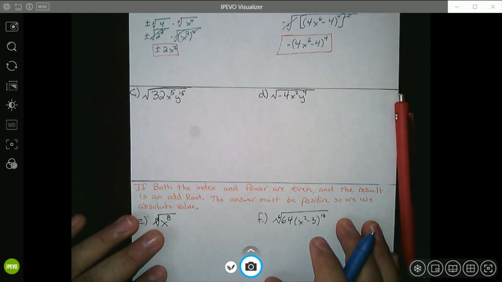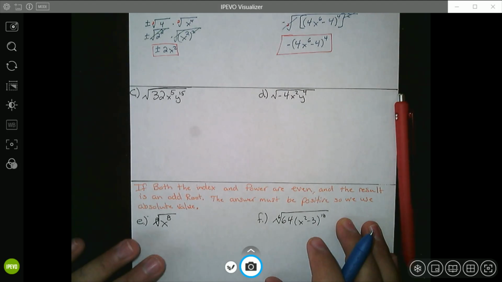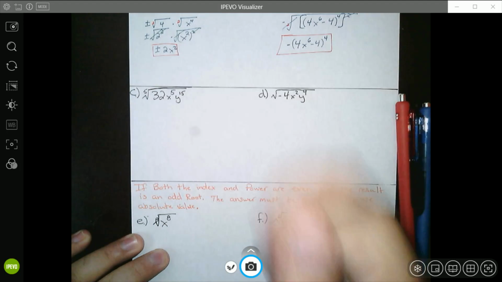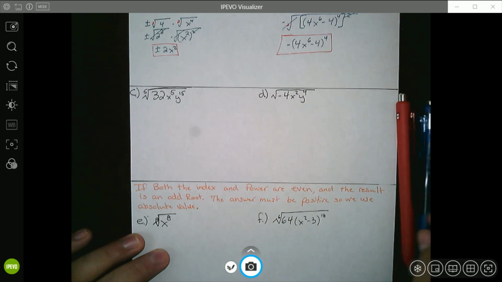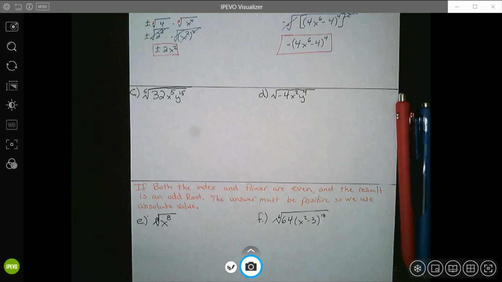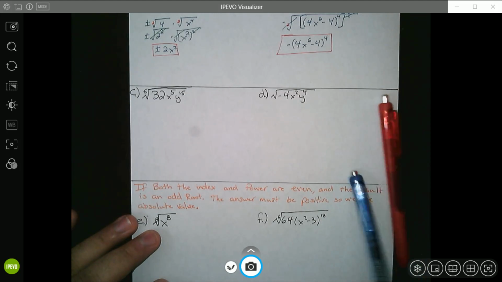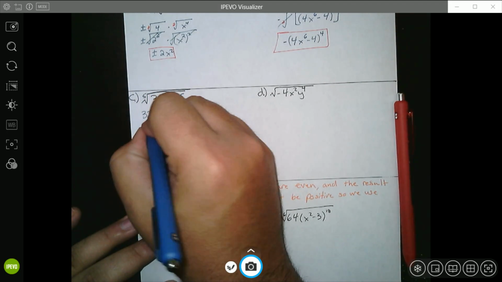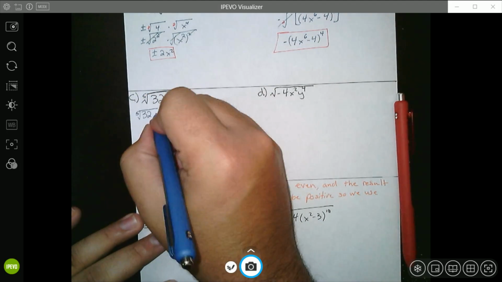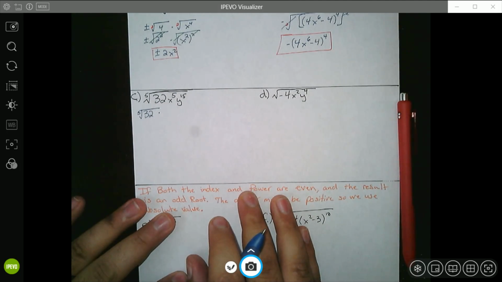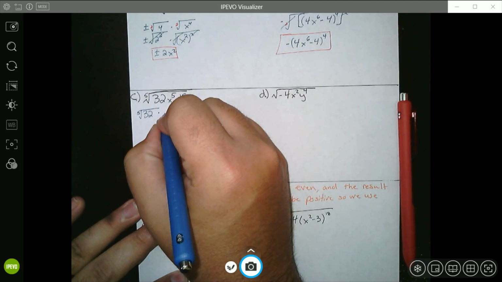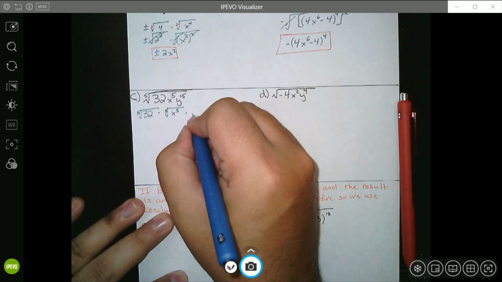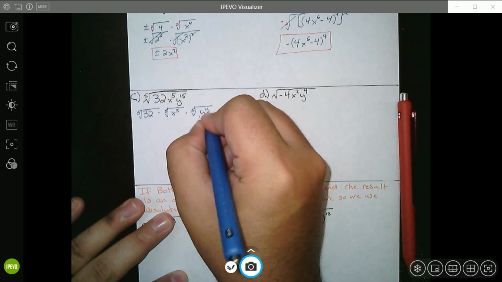Alright, C. The fifth root of 32 x to the 5th, y to the 15th. For this one, we have a few options. If you don't know what the fifth root of 32 is, we can break it apart, and that's how we're going to do it initially. We're going to break all these down. So we're going to have the fifth root of 32 times the fifth root of x to the 5th times the fifth root of y to the 15th.